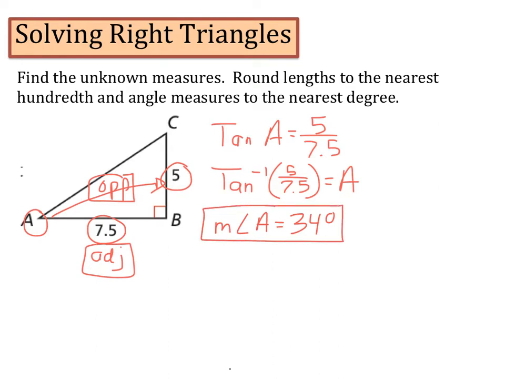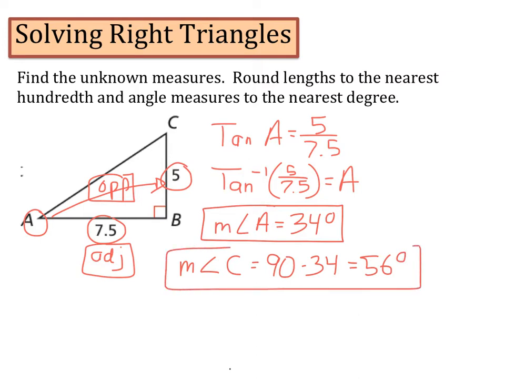Now we can find the measure of angle C by taking 90 and subtracting 34, which gives us 56 degrees. Alright, so we have two of the side lengths because they were given to us, and we found two angle measurements. All that's left is the third side length, which is the hypotenuse. Since this is a right triangle, we can use the Pythagorean theorem to help us find the measurement of AC.